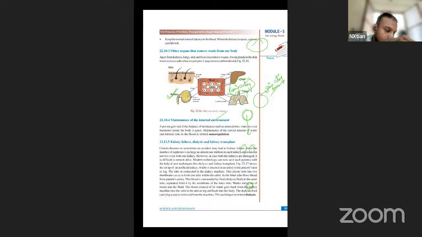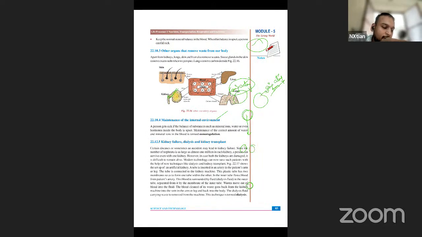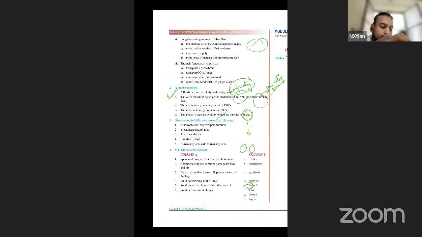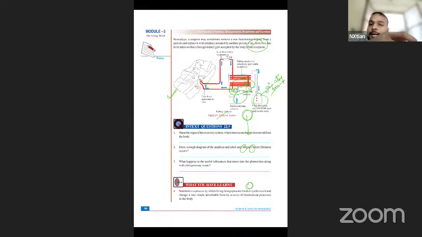Okay. So we'll do the other organs that remove waste from our body tomorrow, and I think tomorrow we'll complete this chapter. Not tomorrow, I think on Monday.